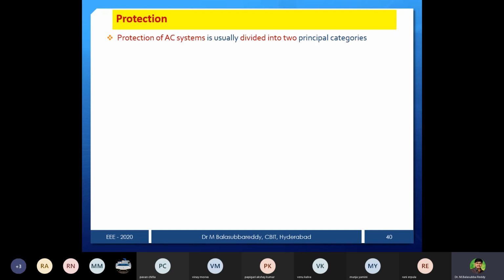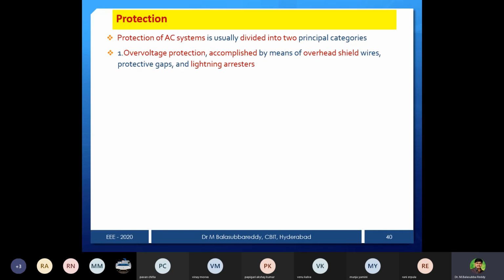Normally, you can see that protection of AC systems is divided into two principal categories. DC protection is similar to AC protection in some aspects, but other aspects will differ. In AC protection, we have overvoltage protection, accomplished by means of an overhead shield wire, protective gaps, and lightning arresters. These are related to overvoltage protection.